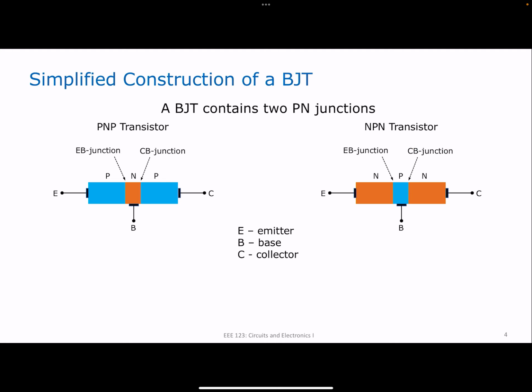So these are your two different types of bipolar junction transistors. We call this your PNP transistor. You have a P and then an N and then a P. And we call this your NPN transistor where you have an N, then a P, then an N.